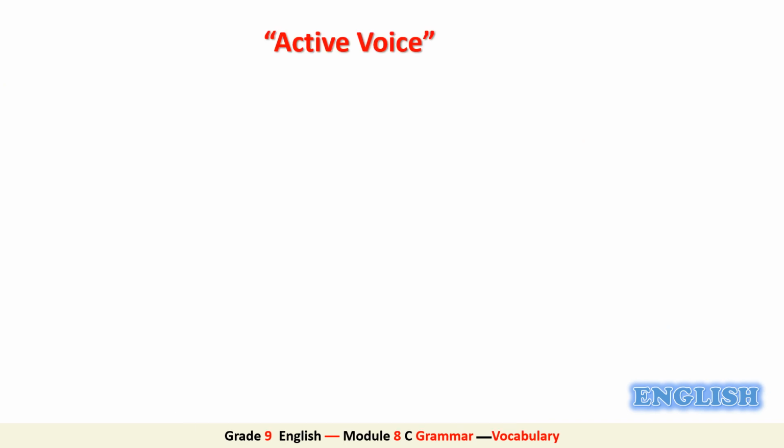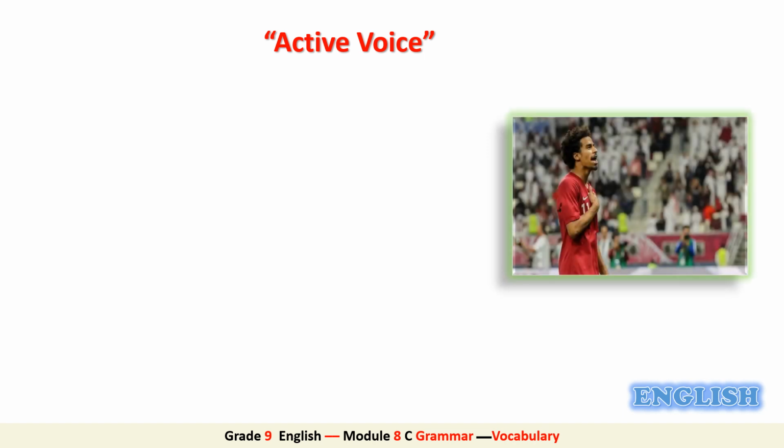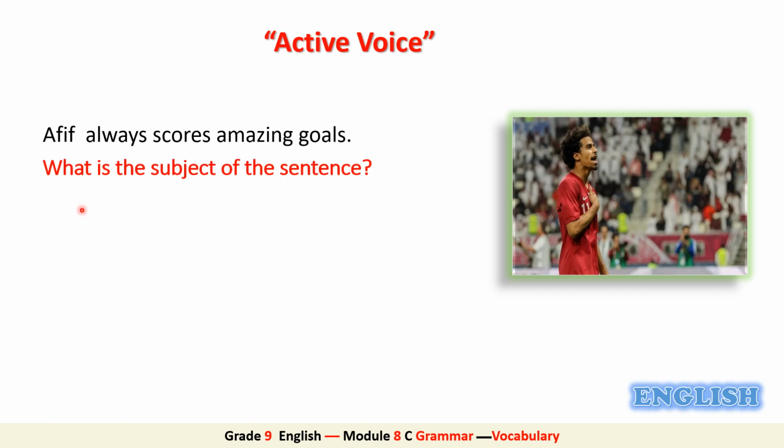Now let's start with the active voice sentences. Look at this picture. Who is this player? Excellent, he is Akram Afif, the best football player here in Qatar. Now let's read the sentence. Afif always scores amazing goals. Let's have this question. What is the subject of this sentence? What do you think? Great, it's Afif. Afif is the subject of the sentence. It comes at the beginning of the sentence, followed by the verb, then the object.